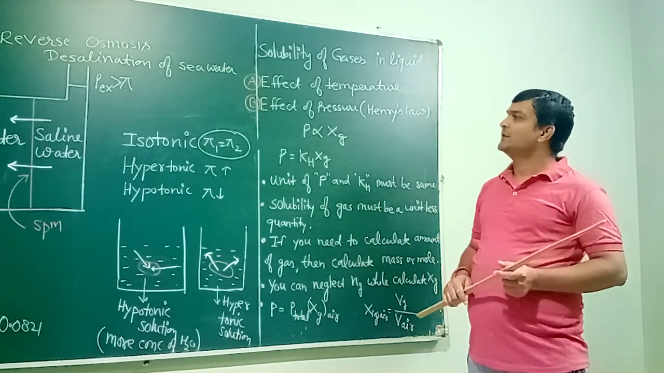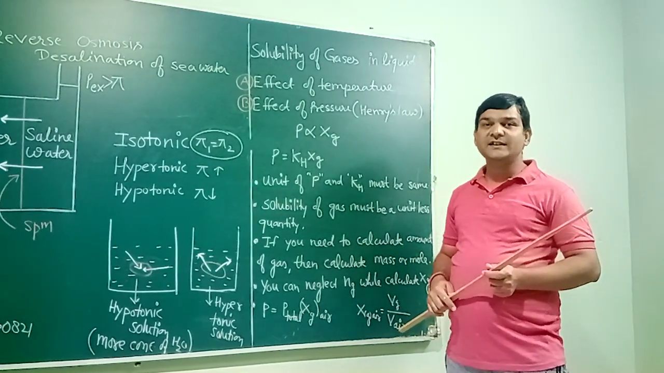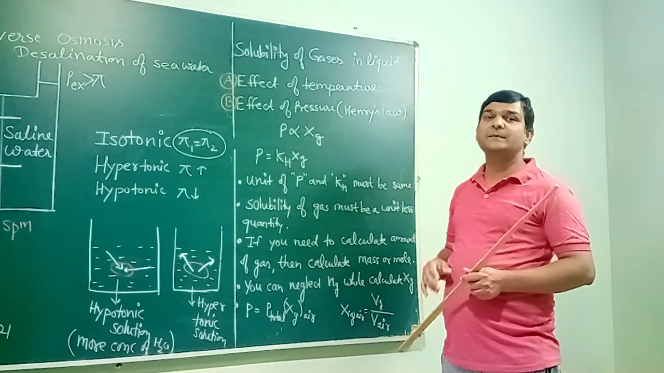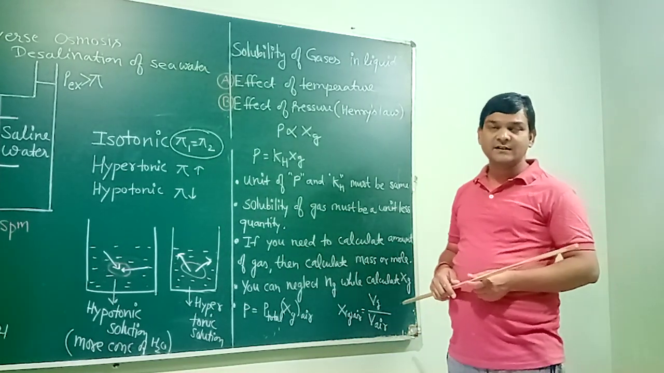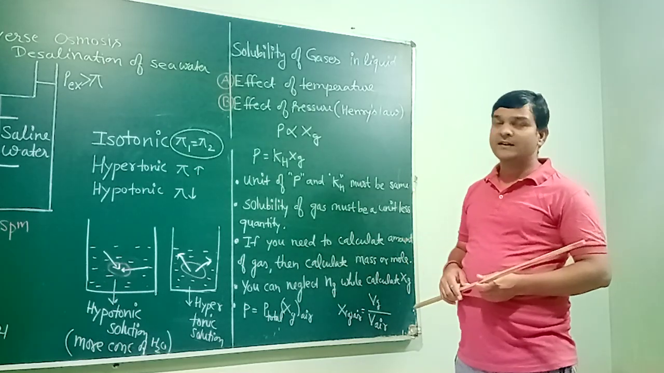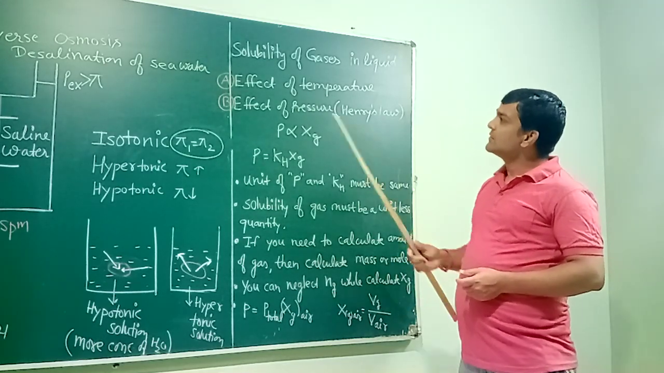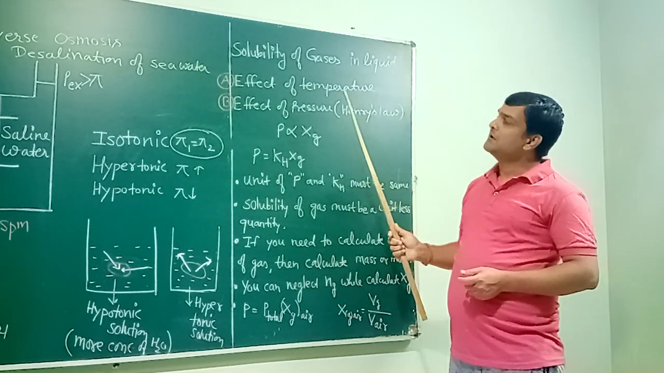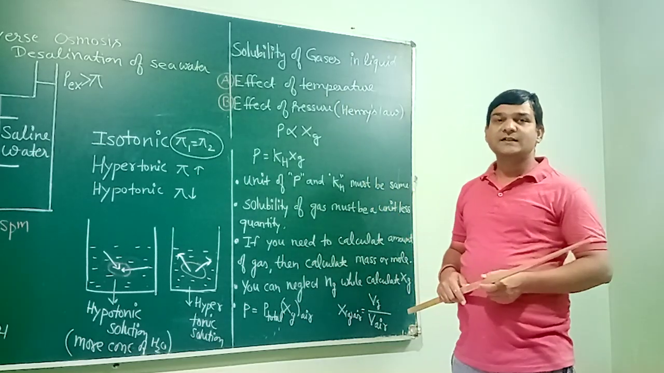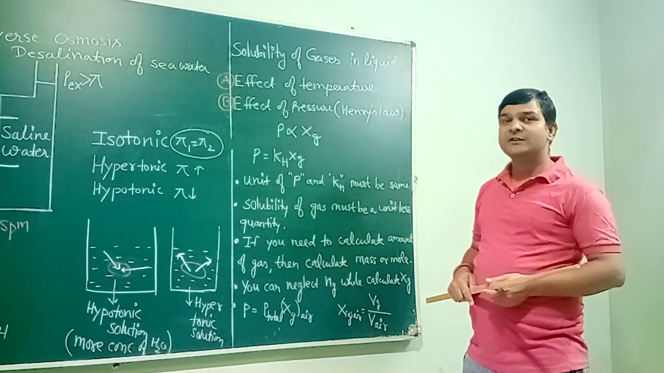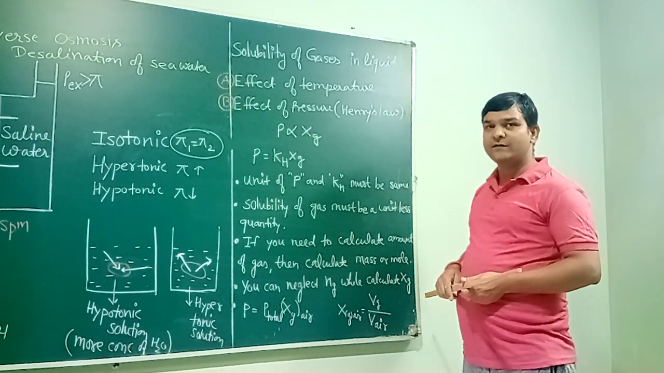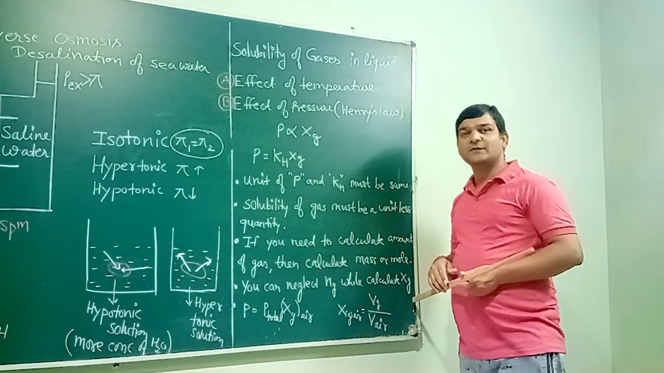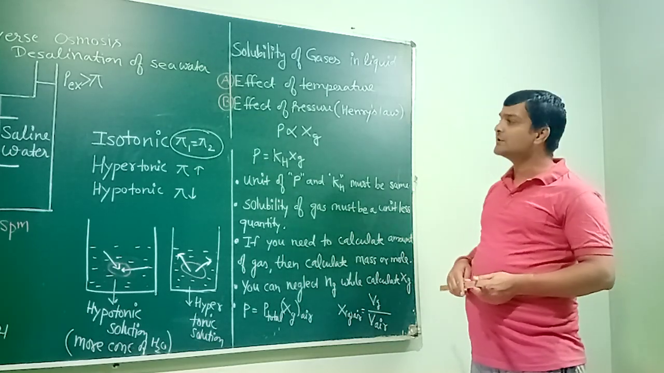Why is it so? The reason is cold drinks are sealed or packed at very high pressure to increase the solubility of carbon dioxide gas in the liquid, in the soft drink. So according to Henry's law, the solubility of a gas is directly proportional to the partial pressure of the gas over that particular liquid. If we increase the partial pressure of the gas, then the solubility also increases.